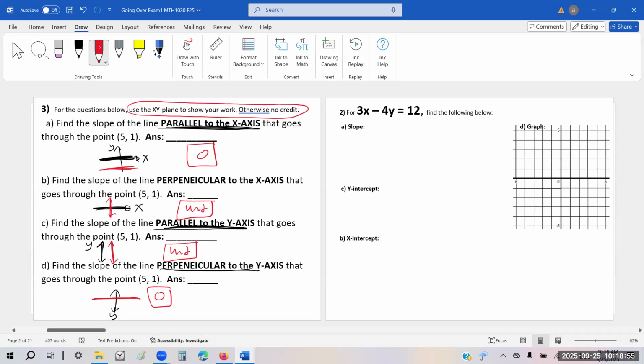Okay, the next one. We have 3x minus 4y equals 12. And from A to E, all those questions depend on this. So the first one says find the slope.